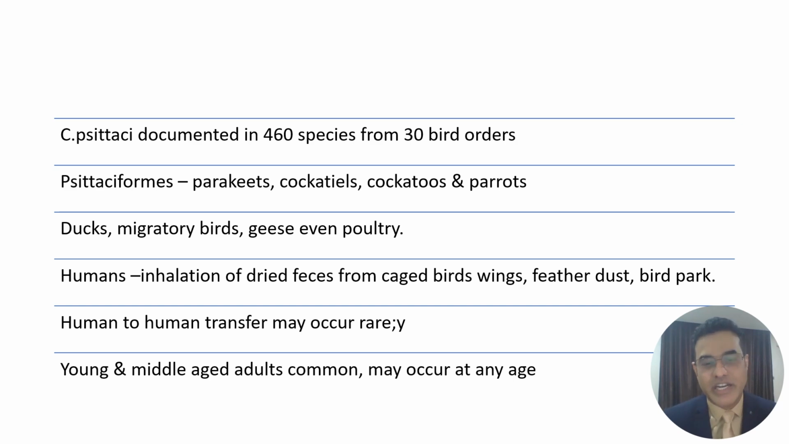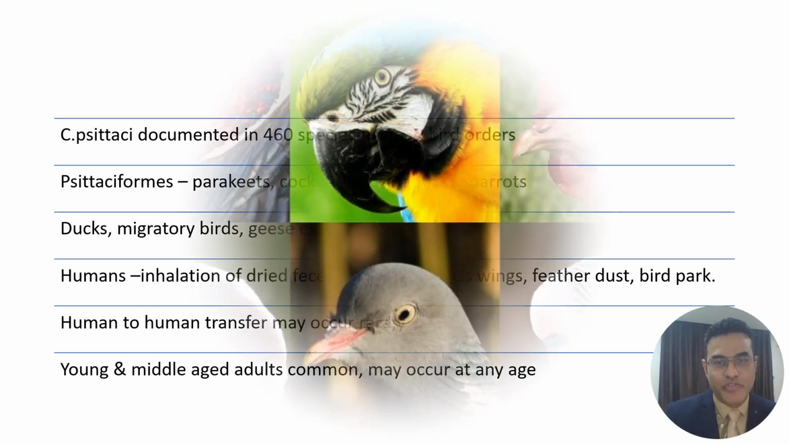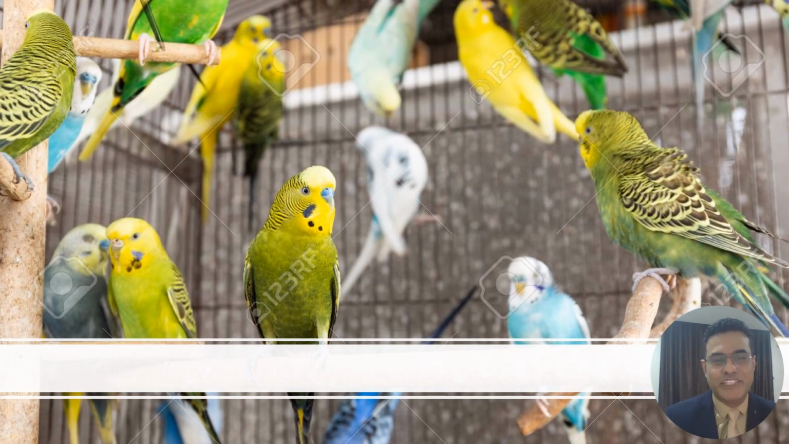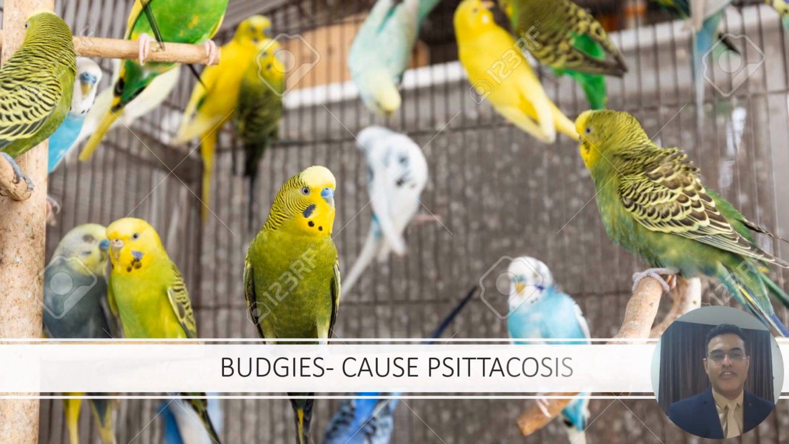Young and middle-aged adults are commonly affected, especially people 30 to 40 years old commonly get this kind of infection. And commonly this is the budgies, we call them lovebirds, which are commonly seen in a lot of houses, and these are notorious for causing this bug.